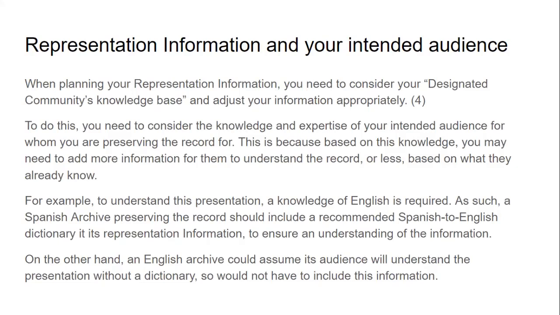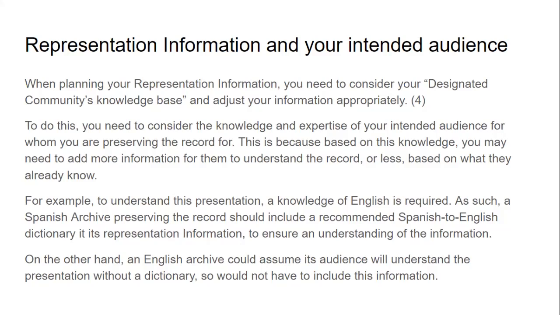This is because the more informed they are on the topic, the less information you need to include, and vice versa. Returning to the example of this presentation and needing a knowledge of English to understand it, if we consider a Spanish archive trying to preserve it, if we accept the user can render it, they would still not be able to understand what has been rendered as it would be in English. As such, the Spanish archive should include a link to a Spanish to English dictionary in its representation information to ensure its users can understand what has been preserved.